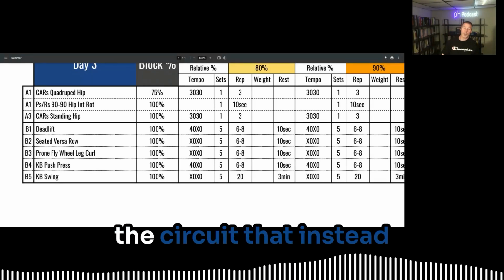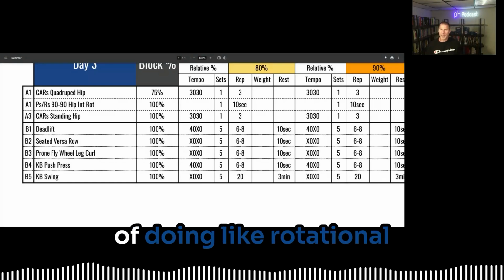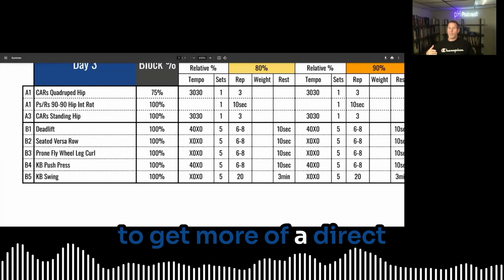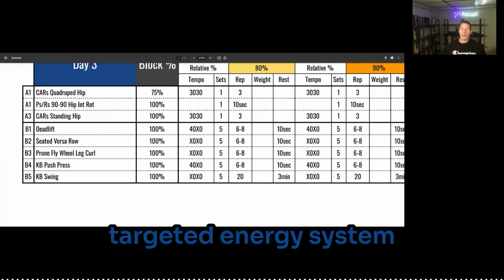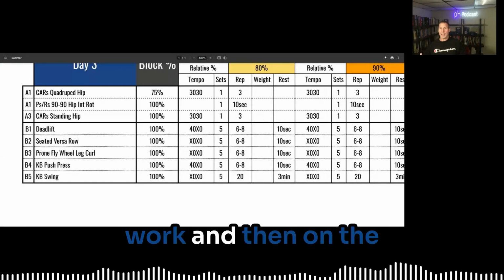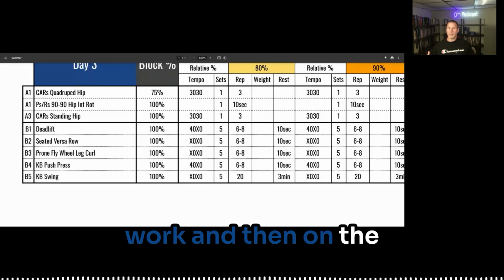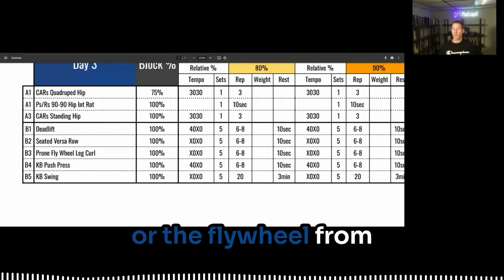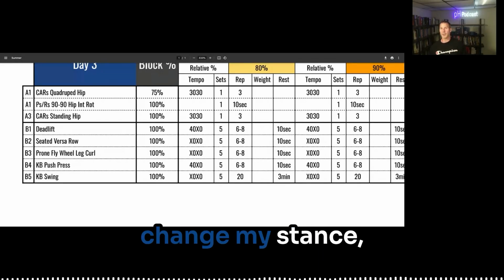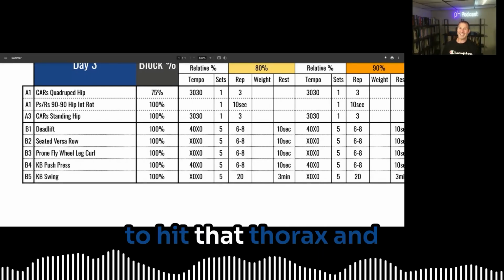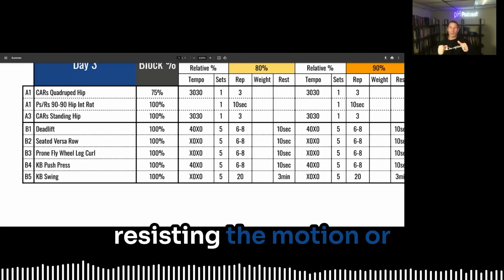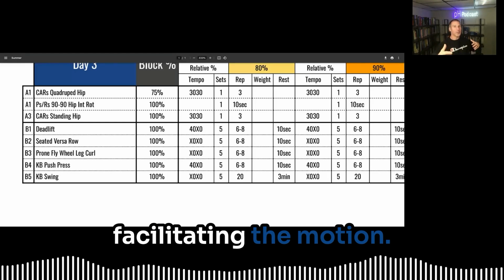You can see here from the circuit that instead of doing rotational chops and lifts, I wanted to get more direct, targeted energy system work. And then on the stuff that I'm doing with the Versapulley or the flywheel from Kratos, I tried to change my stance, change my orientation to hit that thorax and that pelvis in this rotational thing by either resisting the motion or facilitating the motion.